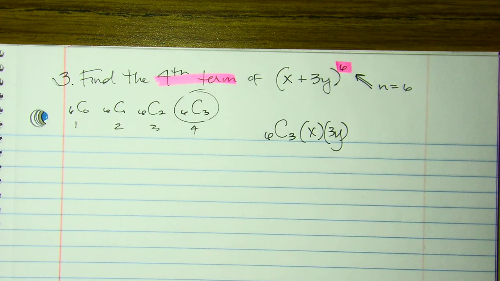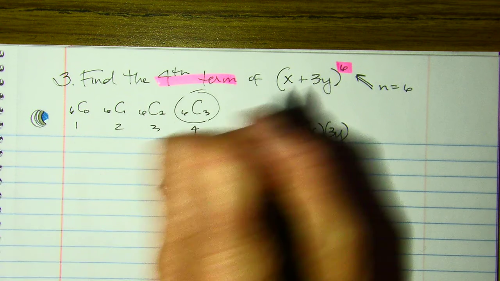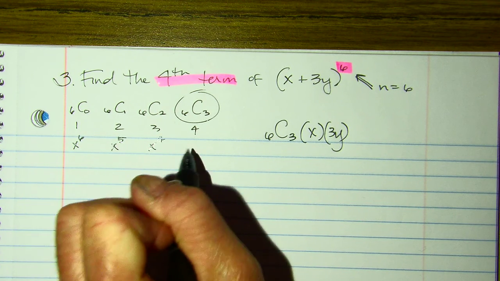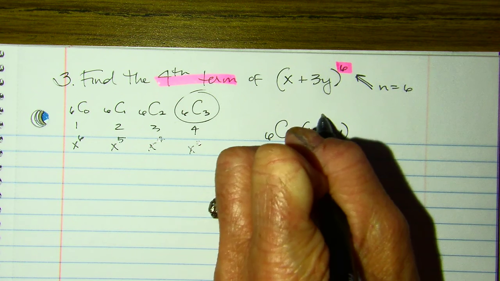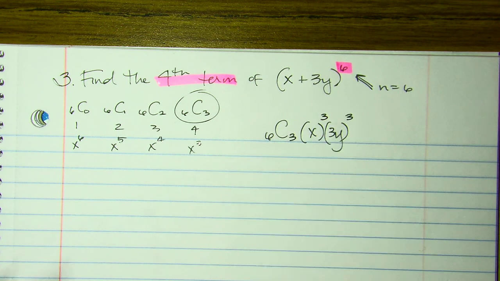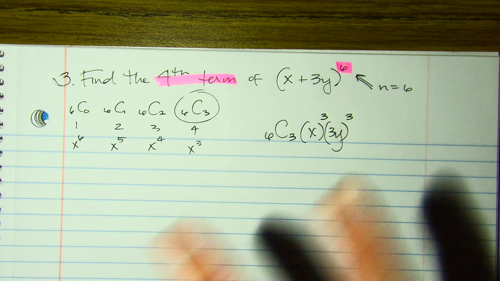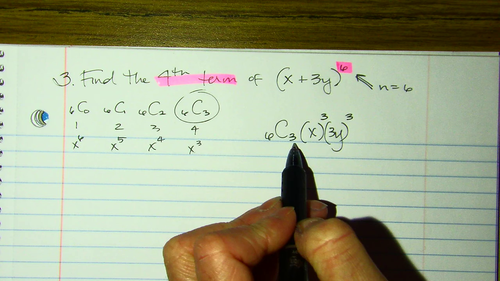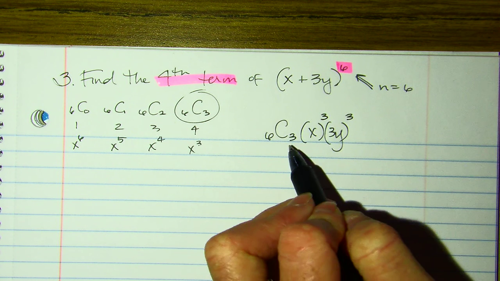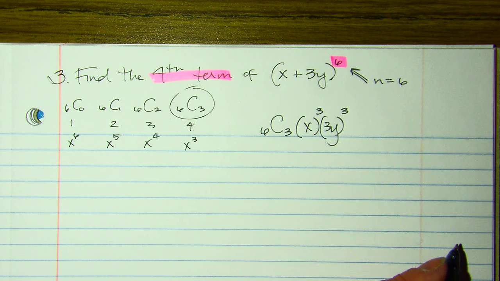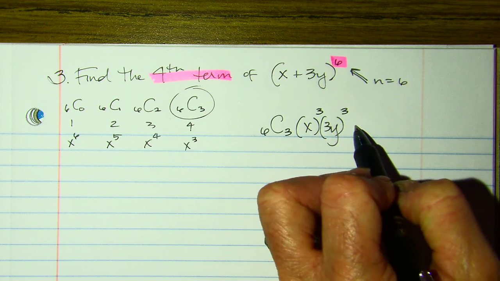Now I remember, if it helps you, the first would be x to the sixth, x to the fifth, x to the fourth, x to the third. So this should be to the third. And I know their sum must equal 6. That's one way to do it. Usually the second exponent should match r, so this second number should match the second number up here. And then I would simplify each one.